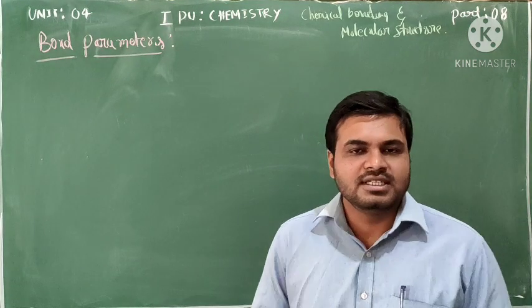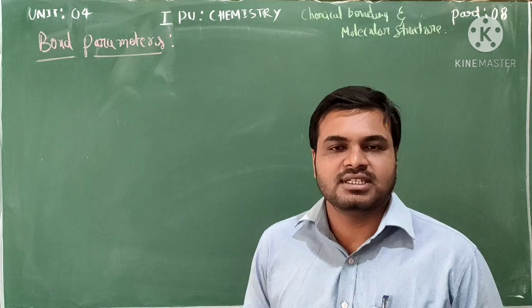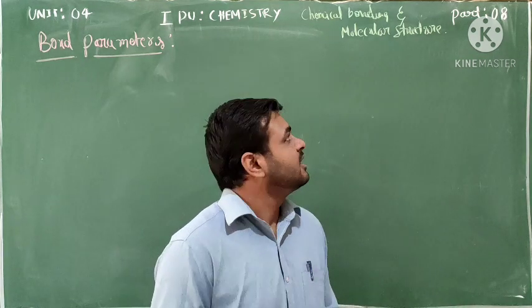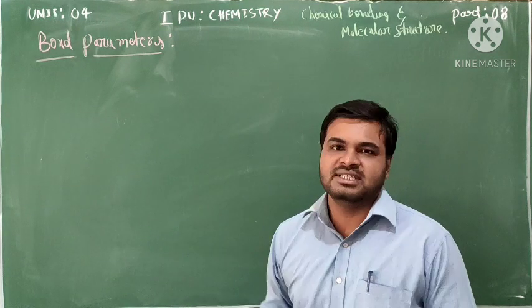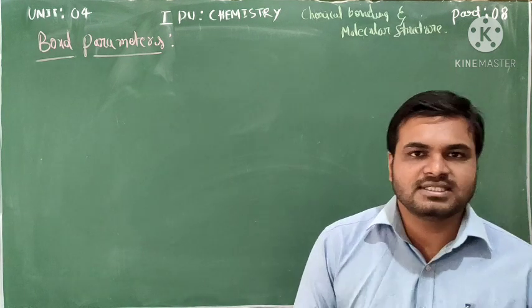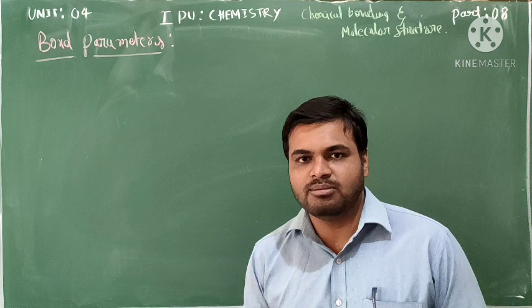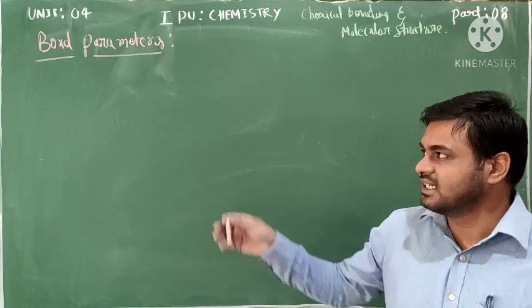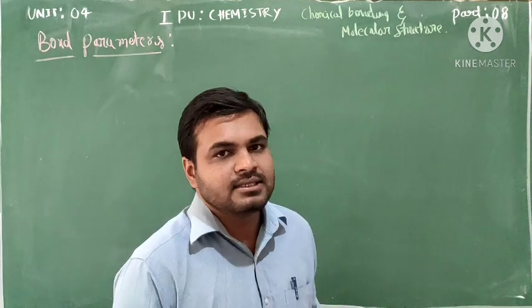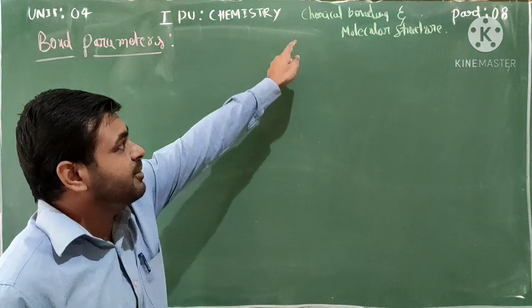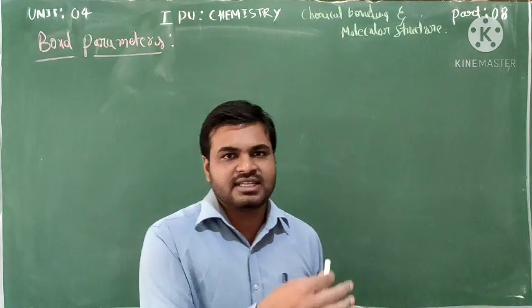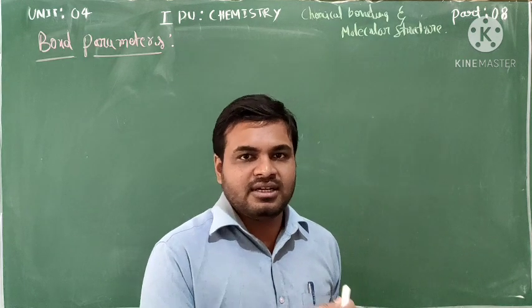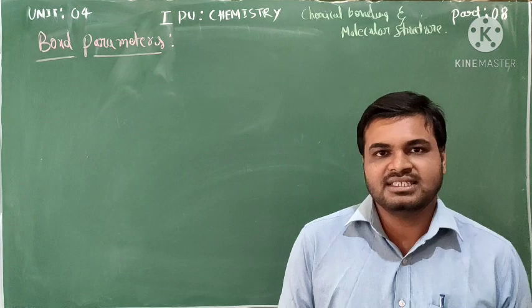Hello students, in this session we are going to discuss the remaining part of unit 4, chemical bonding and molecular structure, in that, bond parameters. This is very important. Basically, we are learning about the bond parameters. In chemical bonding and molecular structure, some theories are explained, like VSEPR theory, MOT and VBT.